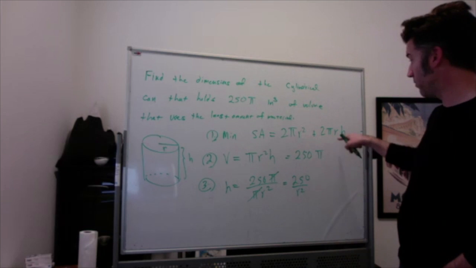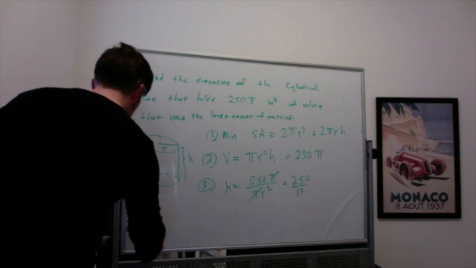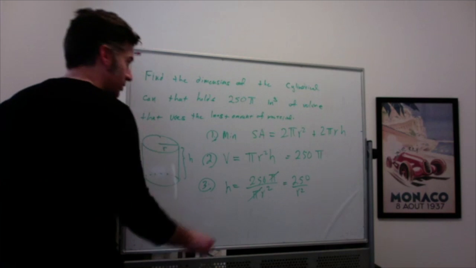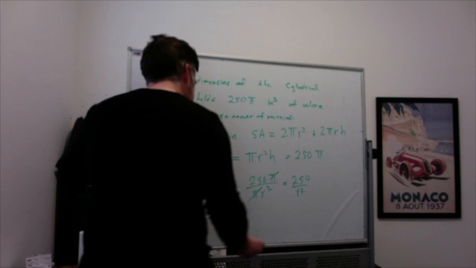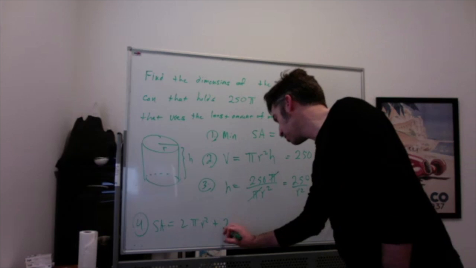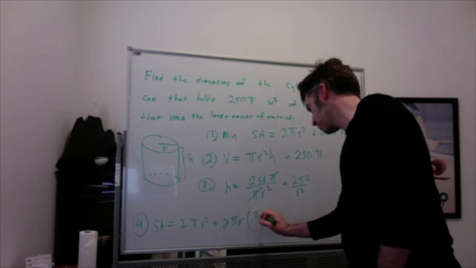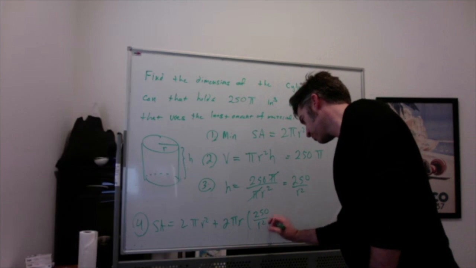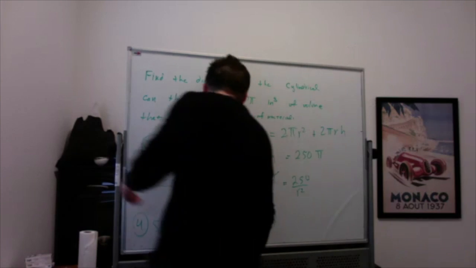Let's plug it in right there. So my surface area is now equal to 2 pi r squared plus 2 pi r times 250 over r squared. We're going to differentiate that and set it equal to 0. But first, we're going to simplify it just a tiny bit.